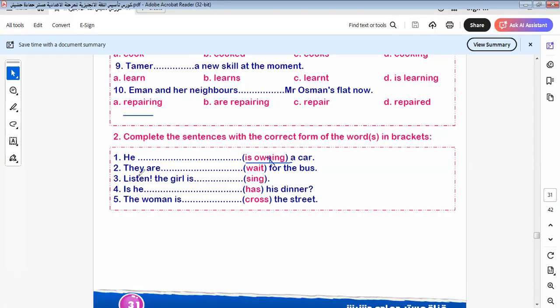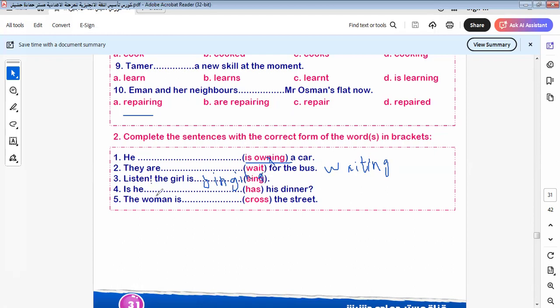He's owning a car. They are here waiting. They are waiting. I put ing form. They are waiting. Verb to be plus verb ing form. Here you say they are. She is singing.